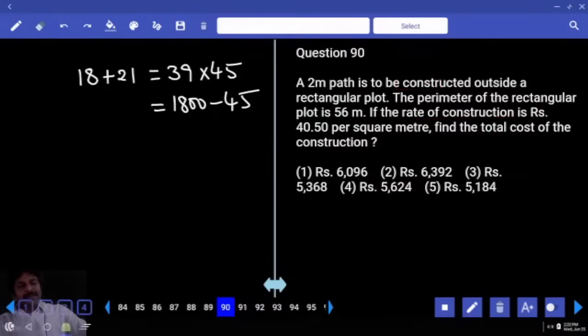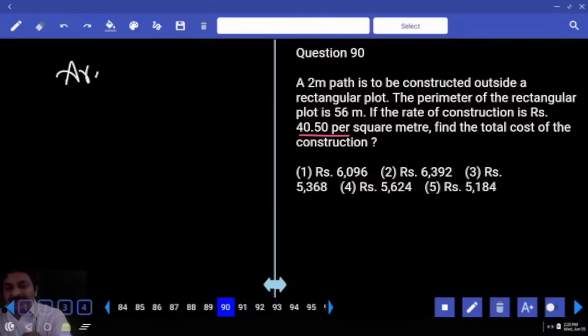A 2 meters path is to be constructed outside the rectangular plot. The perimeter of the rectangular plot is 56 meters. If the area rate of construction is 40.5. When I read this, I identified it as a 9 multiple. Find the total cost of the construction.